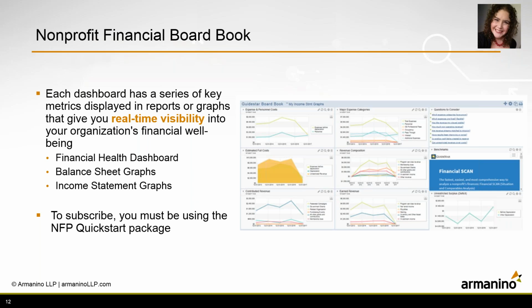And then the income statement graph includes information on expense and personnel costs, your major expense categories, estimated fully loaded costs, revenue composition, the difference between contributed revenue versus earned revenue, and any surplus or deficit that you may have. So really exciting to see this partnership with GuideStar presenting itself in this nonprofit financial board book.